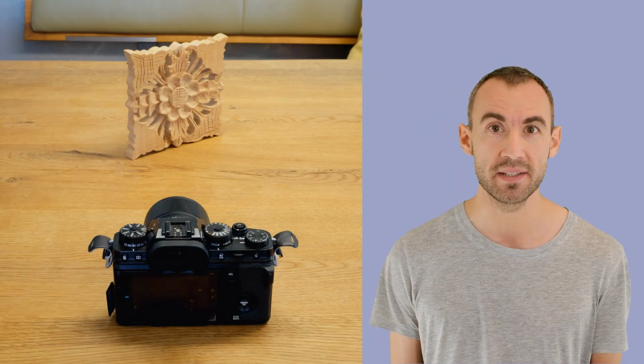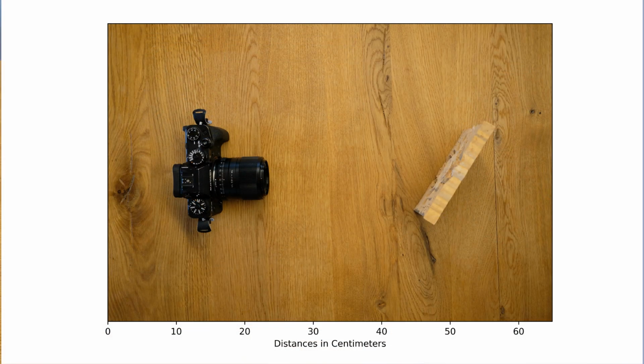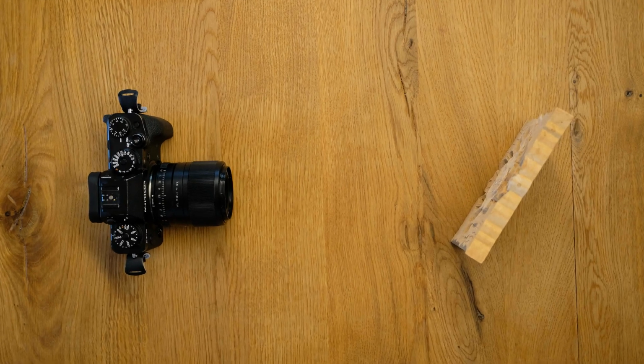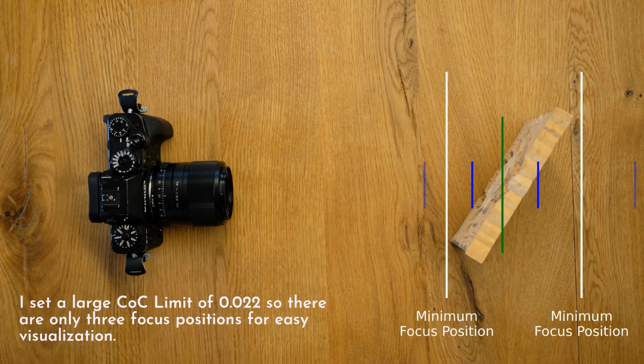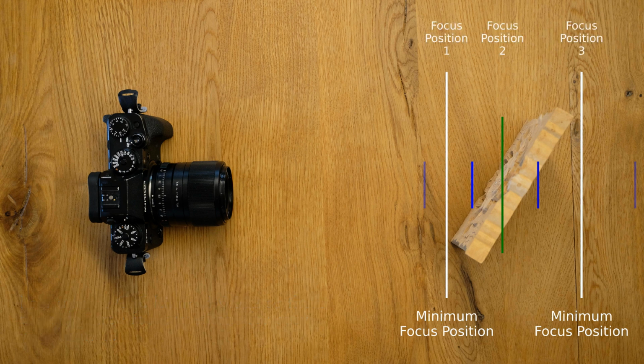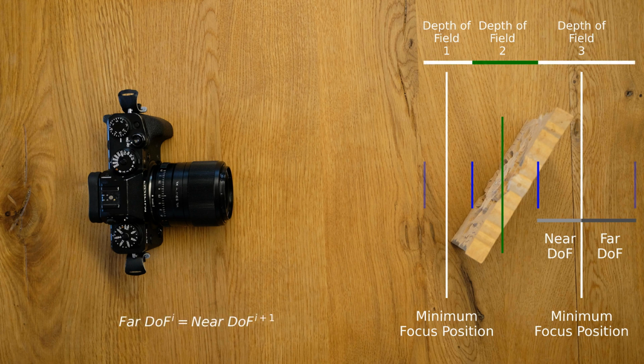Then, using those distances and a circle of confusion limit that we set in advance, we can use the formulas for the near and far depth of field to find those focus positions that minimize the number of photos we have to take while keeping the final image sufficiently sharp. We can set the desired sharpness of the final image by adjusting the circle of confusion limit. A smaller limit leads to a smaller depth of field for each photo and therefore to more photos. And the opposite is true for a larger limit. But in any case, I only take the minimum number of photos required for the requested sharpness. And fewer photos means less computation.